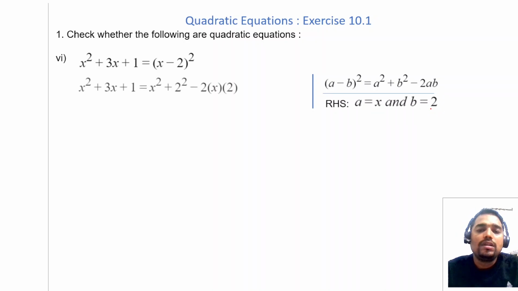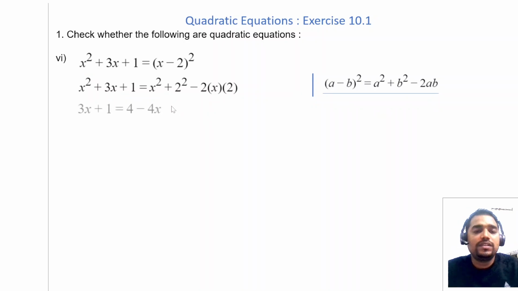Now how to substitute and then simplify: all the terms of LHS would remain the same, that is x square plus 3x plus 1 would remain the same, whereas in RHS I have applied the formula, a minus b whole square. In case of a I have substituted x, and in case of b I have taken 2. So this is a square which is x square, and b square which is 2 square, minus 2ab which is 2 into x into 2.